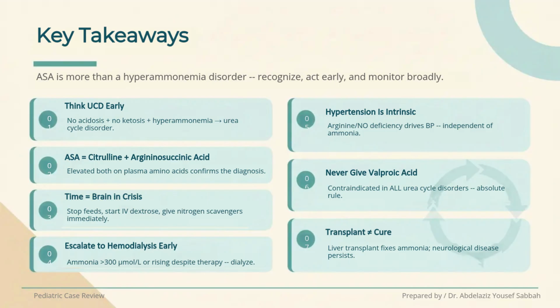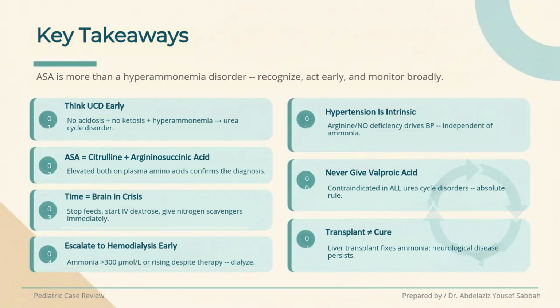Let us summarize the key takeaways. First, think of a urea cycle disorder early. Hyperammonemia without acidosis and without ketosis points to the urea cycle. Second, the combination of elevated citrulline and elevated argininosuccinic acid on plasma amino acids confirms the diagnosis. Third, in a crisis, time equals brain. Stop feeds, start intravenous dextrose, and give nitrogen scavengers immediately. Fourth, escalate to hemodialysis early when ammonia exceeds 300 or keeps rising.